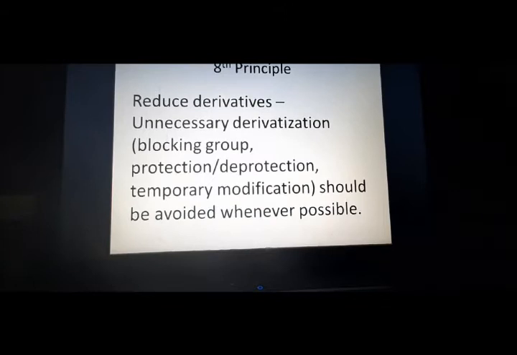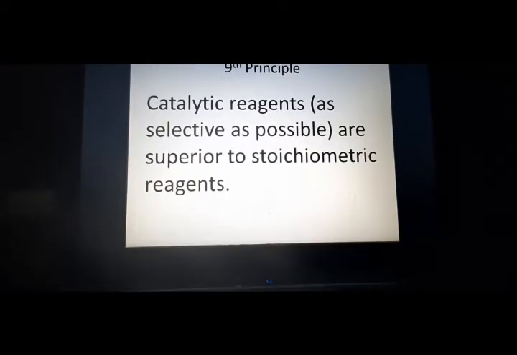Eighth principle, reduce derivatives. Unnecessary derivatization should be avoided whenever possible. Derivatization requires additional reagents and can generate waste. Ninth principle, catalytic reagents are superior to stoichiometric reagents.